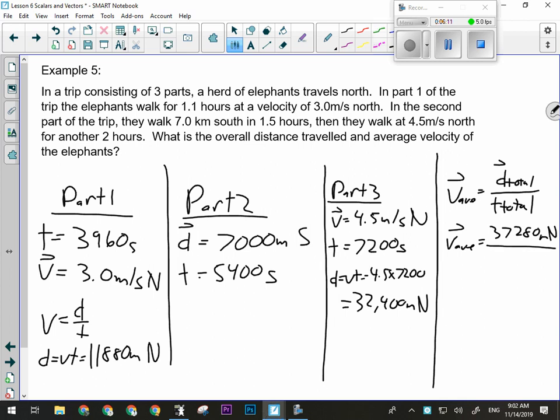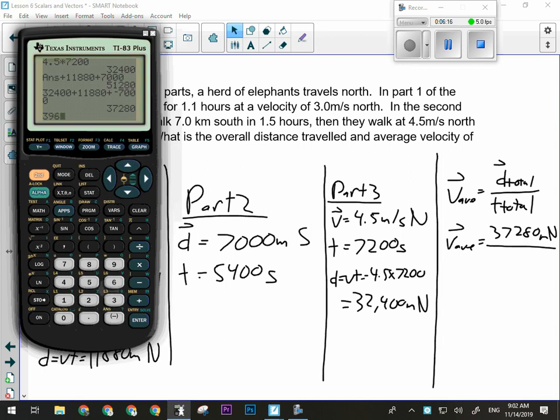Okay, what do I do with the times? Add them up. Okay, so we had 3,960 plus 5,400 plus 7,200. There's our total time. So I've got total displacement and total time. I'm going to divide those two numbers. 37,280 divided by 16,560.